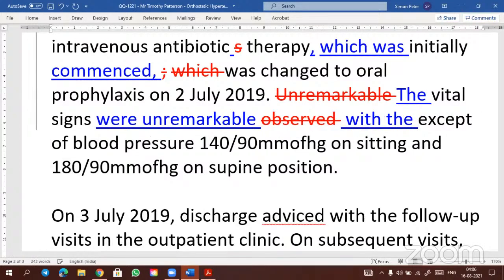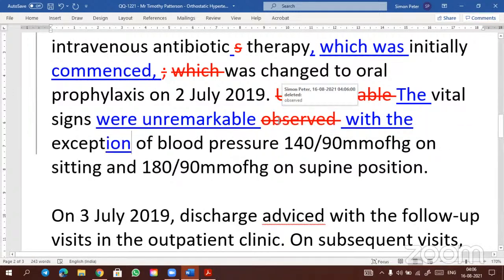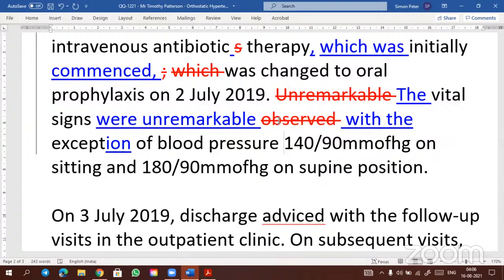With the exception of blood pressure. With the blood pressure 140 by 90 mm Hg. Hg means what? Mercury. 140 by 90 mm of Hg. So you could have written like that only. No, why did you put of in between? If you put of in between, Hg will not stand for anything better there. Hg should be capital letter.